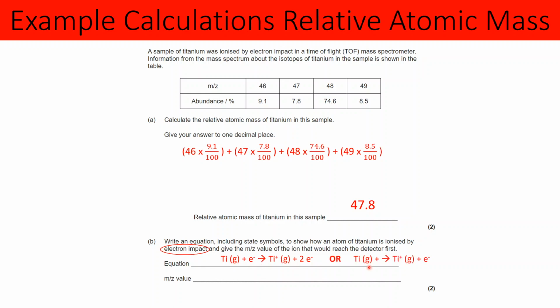I prefer, as I said, to write these simply as first ionisation energy. Gaseous titanium atoms go to form gaseous titanium ions. Little error there, shouldn't be a plus right there. Get rid of that plus, okay? Plus an electron. The m/z value that reaches the detector first, well, things that are lighter end up with a higher velocity at that fixed kinetic energy. So the m/z value of these ions up here is going to be 46.